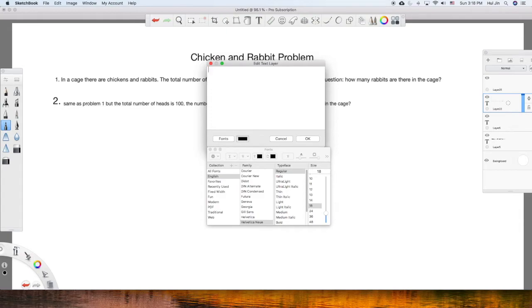Problem number, let's see, actually, let's do problem number 5. This problem will be slightly different. There are 50 girls and boys. Total number of kids are 50 in a class who are planting trees.